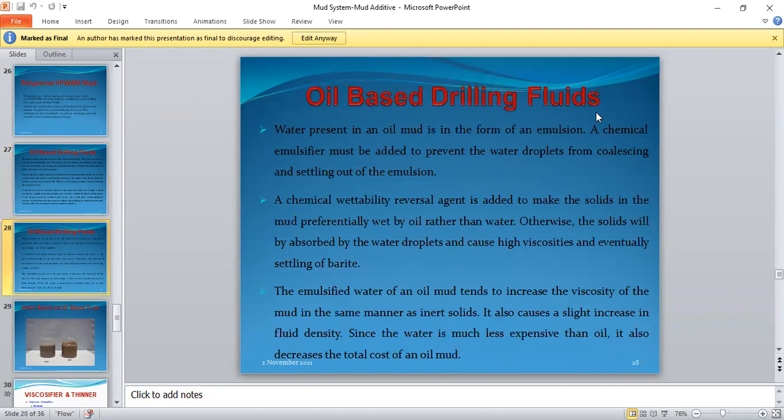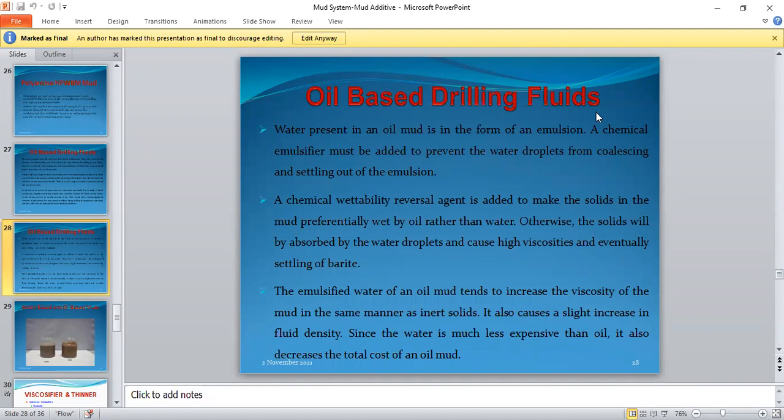Oil-based muds are more stable. Water is present in oil mud in the form of an emulsion. Like I explained earlier, the oil is more and the water is less. As such, the water is dispersed in the oil. The oil encapsulates the water. Maybe 4 oil particles to 1 particle of water, something like that.